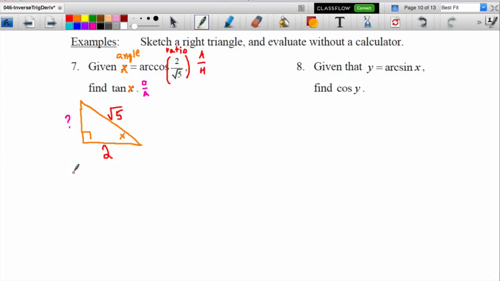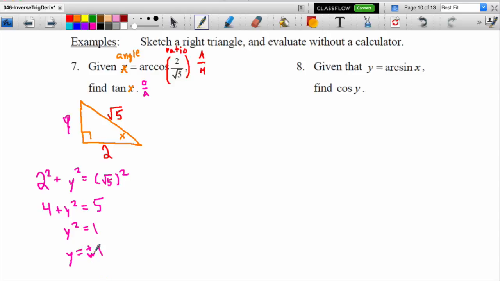Did you say Pythagorean theorem? Maybe I missed it. 2 squared plus our side, we'll call it y, y squared equals root 5 squared. 4 plus y squared equals 5. Y squared equals 1. I meant to write that. All right, y squared equals 1, and so y equals plus or minus 1.